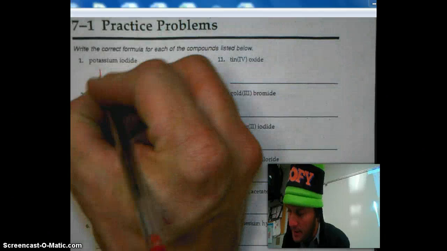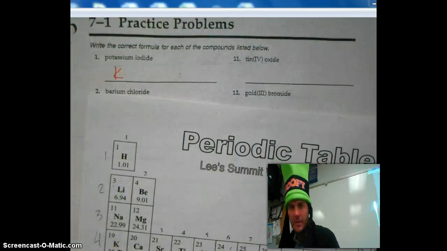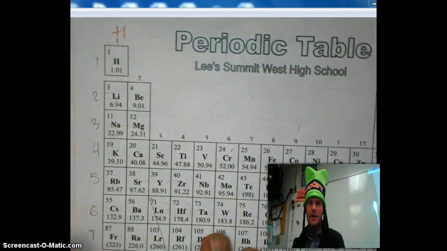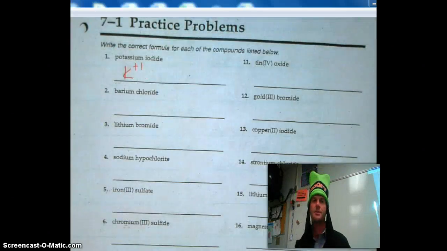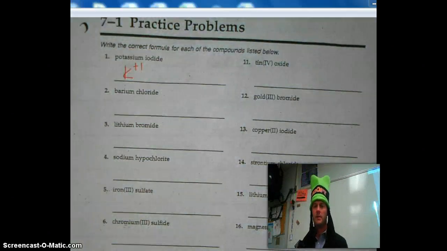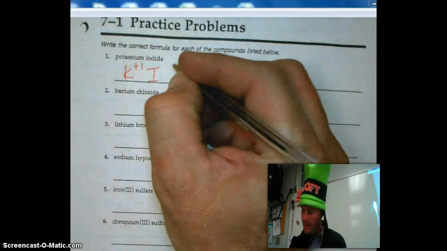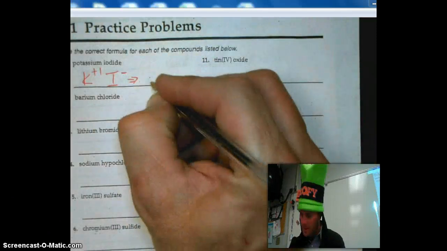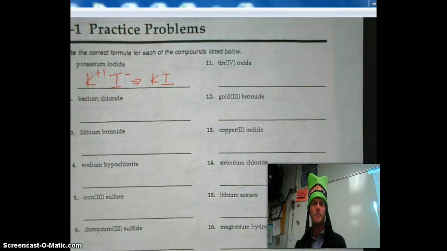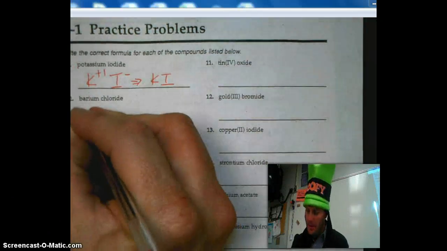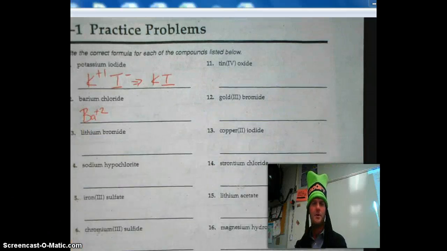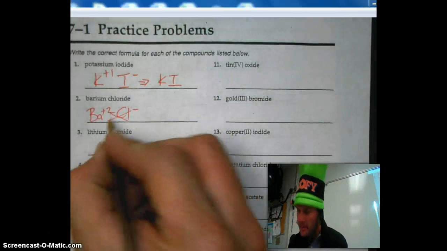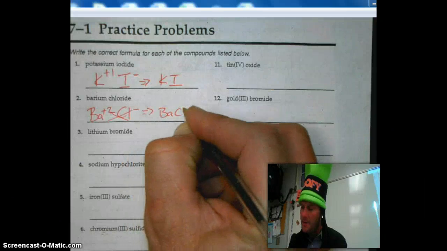So potassium. Potassium is K. It falls in group 1A. Group 1A has a +1 charge, right? So we're going to kind of create our own crisscross. So since that is a K +1, iodide, that's I, that is a -1. So when you crisscross everything and make a formula, you're going to write KI. Barium chloride, Ba, has a +2 charge. Chlorine has a -1. When you crisscross that, you get BaCl2.